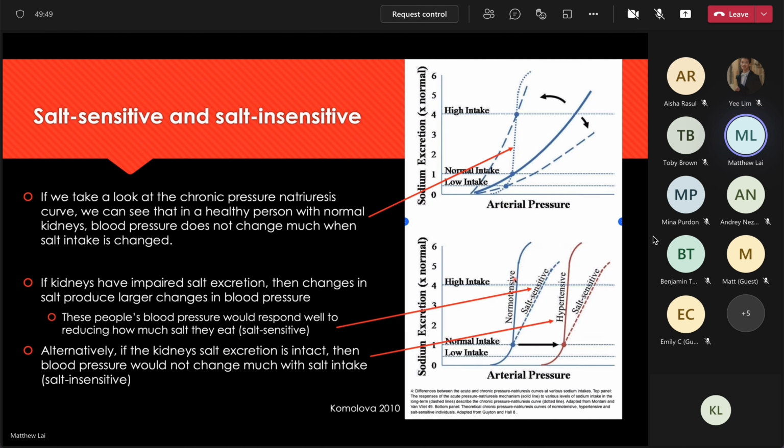But what happens if our kidneys aren't excreting salt very well? Well, then changes in salt actually produce bigger changes in blood pressure. So these people are called salt sensitive because their blood pressure responds well to reduction in salt intake. Alternatively, some people who are hypertensive do not respond to salt because their kidneys excrete salt. And so these people are salt insensitive.